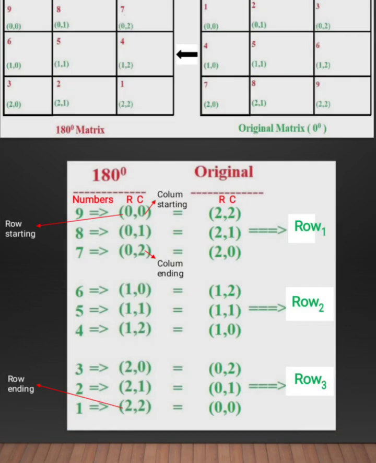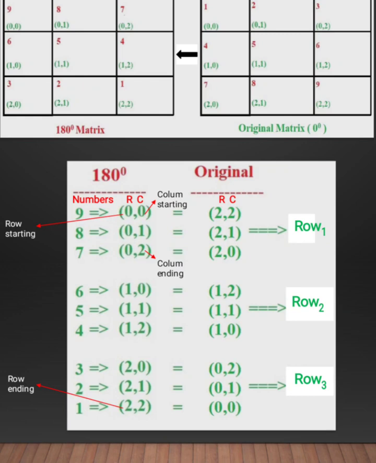First consider the resultant matrix, that is the 180 degree matrix, and write all numbers with their positions. Here position is nothing but row and column values. Then look into the original matrix to get the position of the same number. For example, consider number 9, which is present at 0, 0 location in the 180 degree matrix, and in the original matrix it is present at 2, 2 position. Like that, the remaining numbers are written.